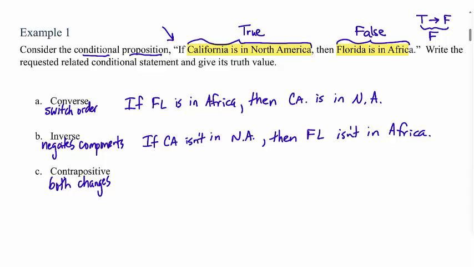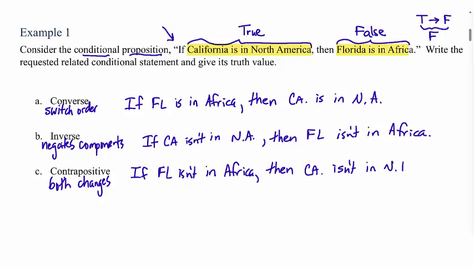Okay, and then now the contrapositive makes both changes. So we need the Florida part to be at the beginning and the California part to be at the end, and we need to negate both. So if Florida isn't in Africa, then California isn't in North America.